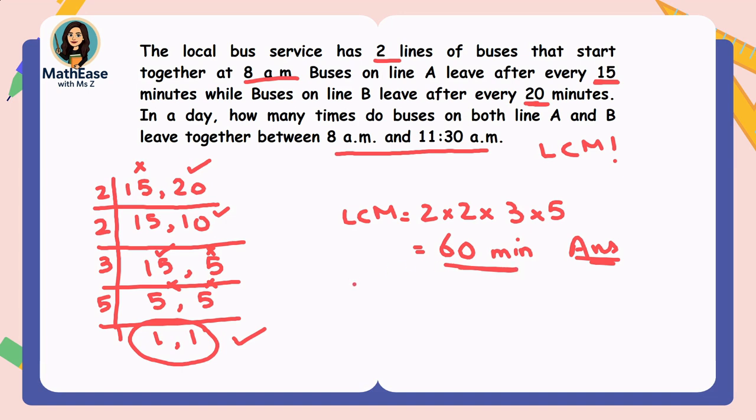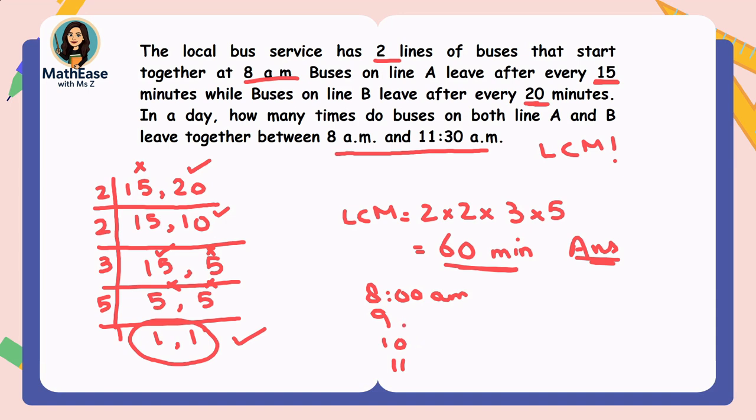So between 8 a.m. and 11:30 a.m., these buses will leave together 4 times. Once at 8 a.m., then again at 9 a.m., then again at 10 a.m., and then the final time at 11 a.m. And we're done. But don't think you understood a math concept until you tried solving it yourself.